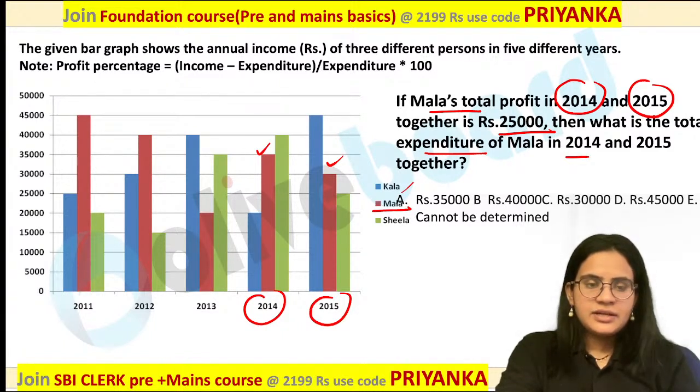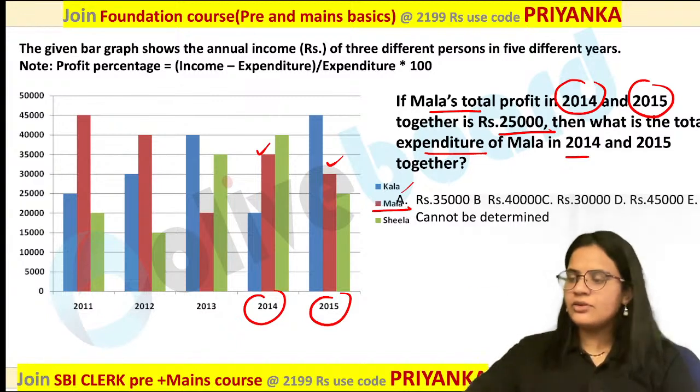This is a very interesting question. Here you have to apply the basic formula of income and expenditure. Percentage will not be used at all. Percentage value will not be used at all over here. Cannot be determined. Okay, Vishwajit is saying cannot be determined.